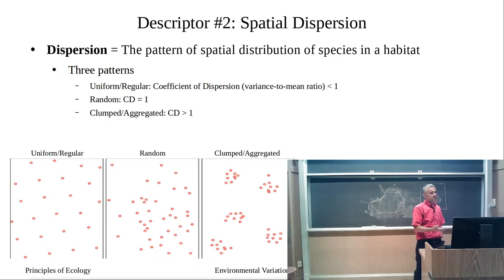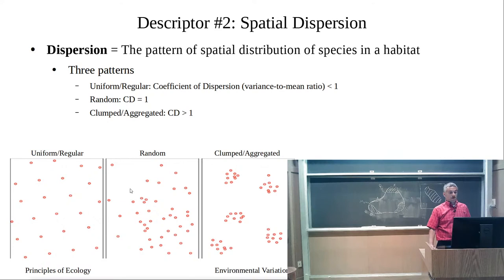Now, when we talk about dispersion, we have three patterns. And what you can do is think about them as being on a scale, as a continuum. At one extreme, we have a uniform or regular distribution pattern. At the opposite extreme, we have a clumped or aggregated distribution pattern. And right in the middle is the random distribution pattern. Now, those of you that have been in my stats class should recognize that this distribution pattern follows what's called a Poisson distribution. It's a probability distribution. And the important thing about this probability distribution is that the mean and the variance are equal. So if we follow a Poisson distribution, this is a random distribution.